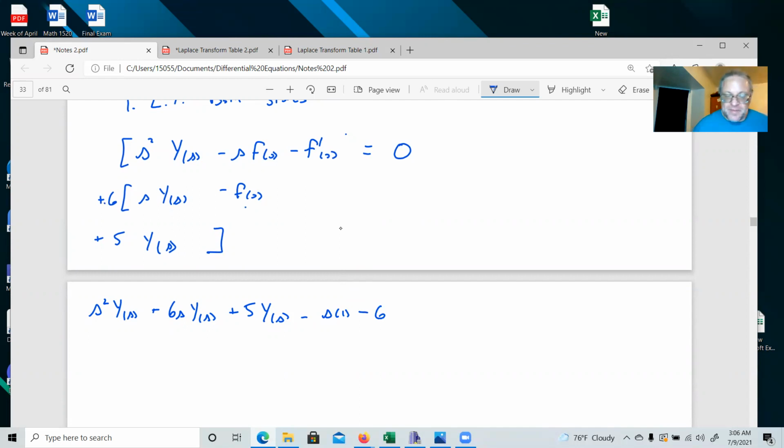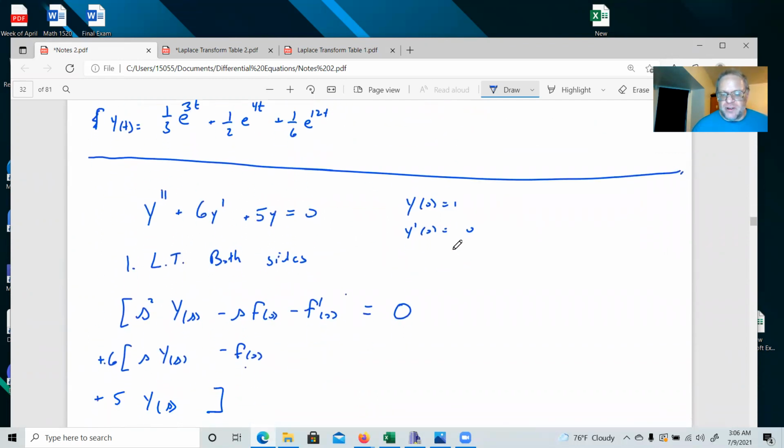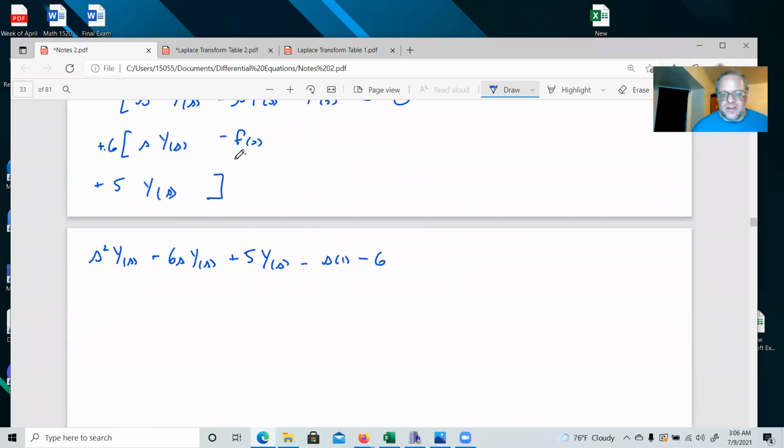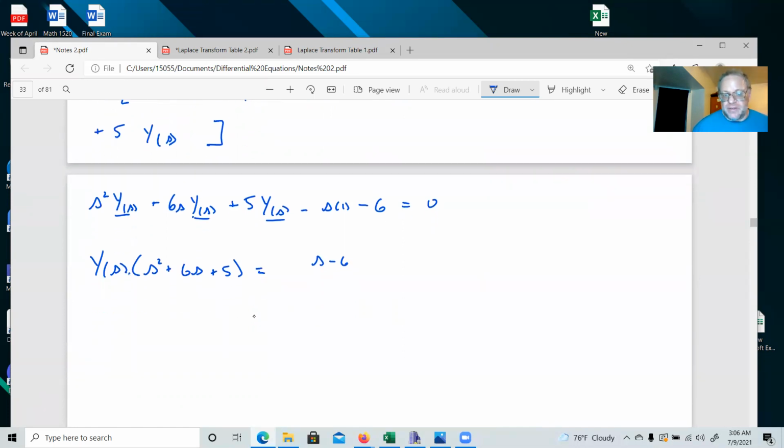6. So y of 0 is 1, so 6 times 1, minus 6, equals 0. I think we're doing okay there so far. So we have Y of s as a common factor. Here is my Y of s times s squared plus 6s plus 5. This is equal to, this goes to the other side, s minus 6. Now we're going to isolate the Y of s, so that's all we're working for here, isolating Y of s so we can solve it.